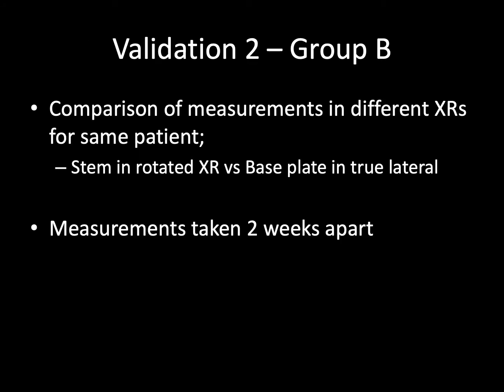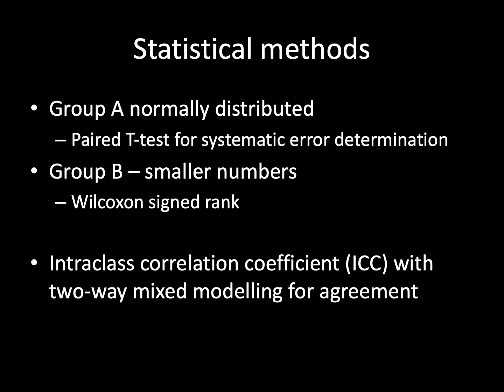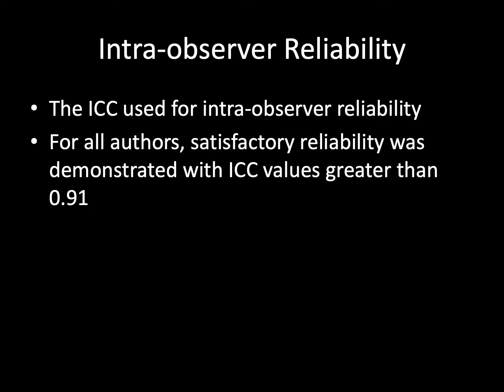For validation in Group B, we compared measurements taken using different X-rays on the same patient. That's the rotated X-ray and the true lateral, using the stem in the rotated X-ray and the base plate in the true lateral for measurements of the posterior tibial slope. Our primary aim was to measure agreement, and we used the intra-class correlation coefficient for this, with good intra-observer reliability.